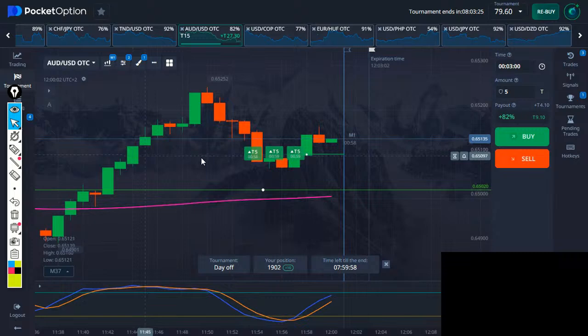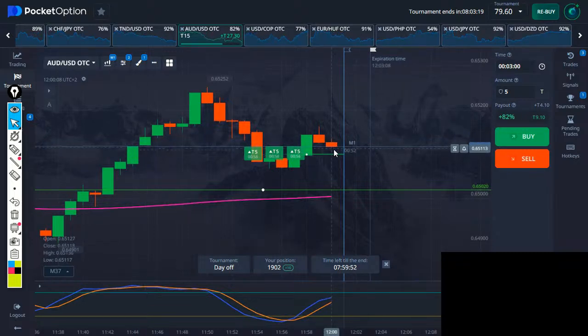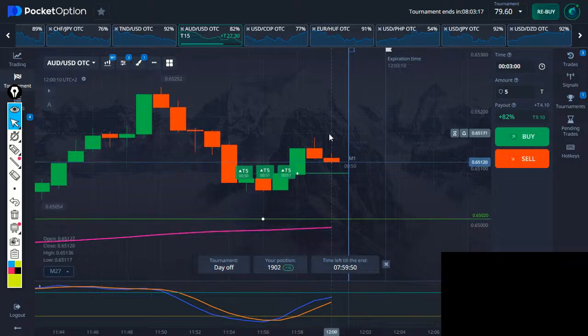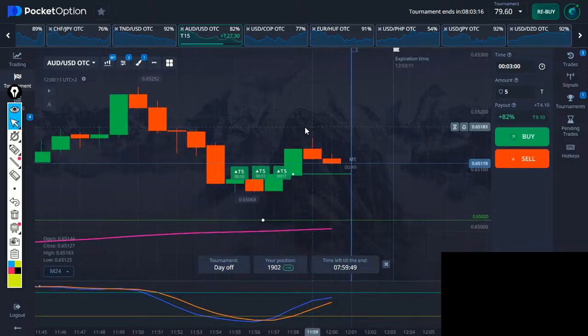We have a gap down. This is beautiful. I like it. This candle will reject at some point and push to the upside. 50 seconds left.